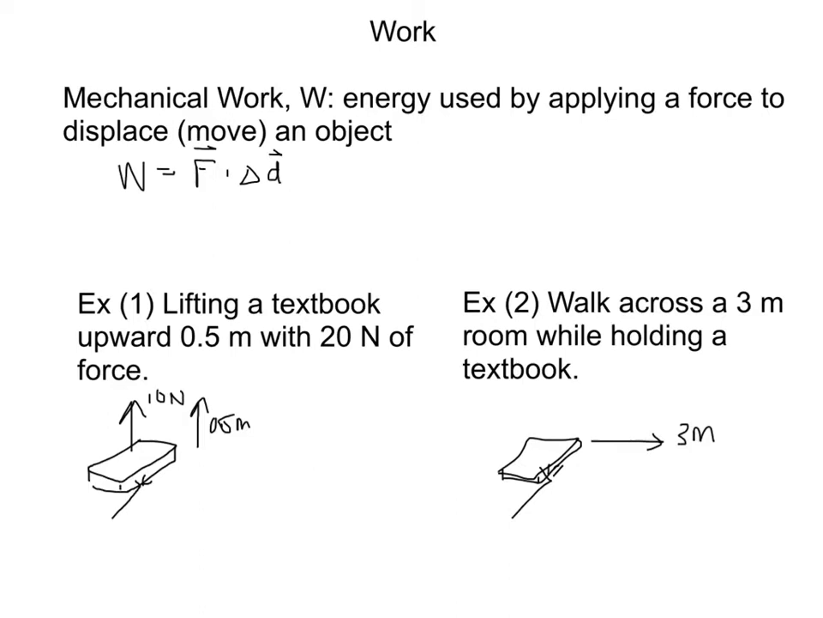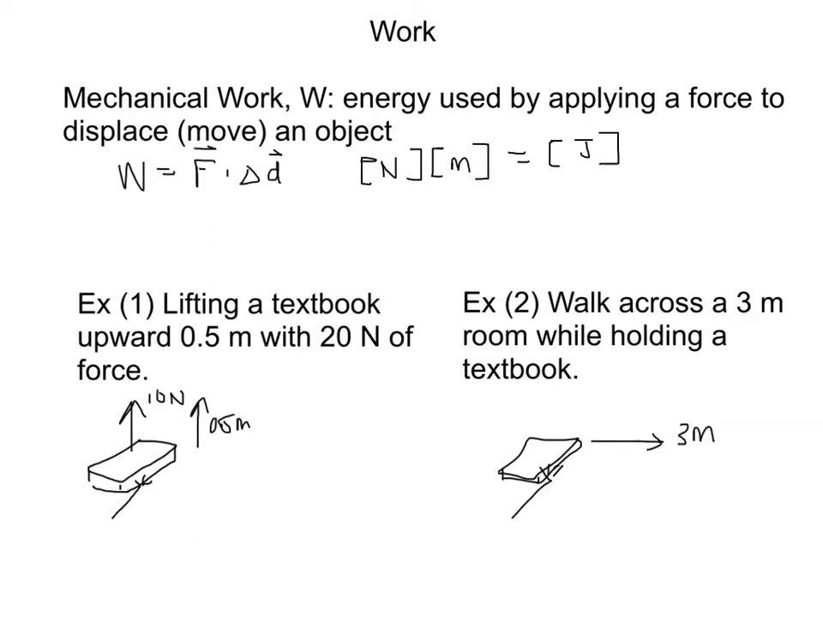Let's just take a look at the units for a second. So the units for force, we know, are newtons. And for displacement are meters. So this newton meter is equivalent to what we call joules. And we use the symbol capital J to represent joules.